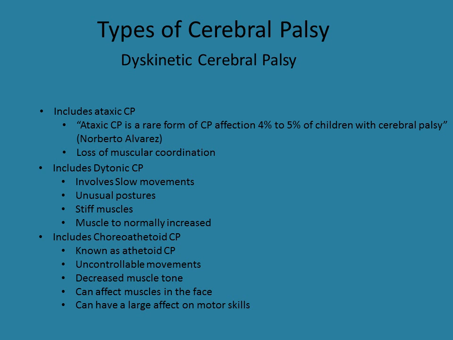The last type of dyskinetic CP is choreoathetoid cerebral palsy, also known as athetoid cerebral palsy. It consists of uncontrollable movements, tensing up when stressed or when reaching for something, involuntary movements in the legs, trunk, or face. It has a decrease in muscle tone, can affect muscles in the face, such as expressions, swallowing, and eating. It also has a large effect on the motor skills.